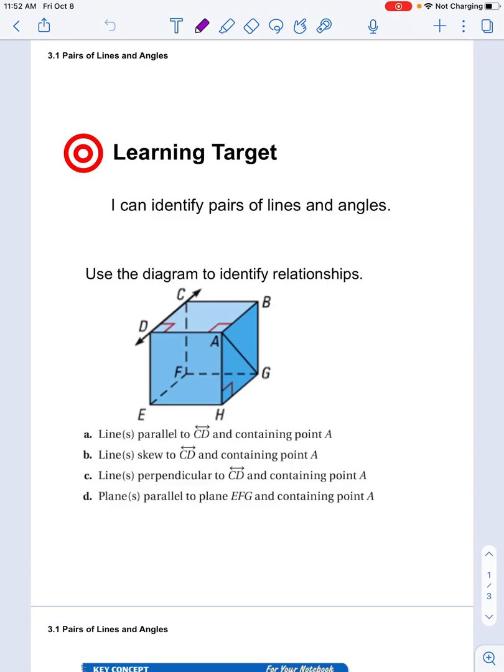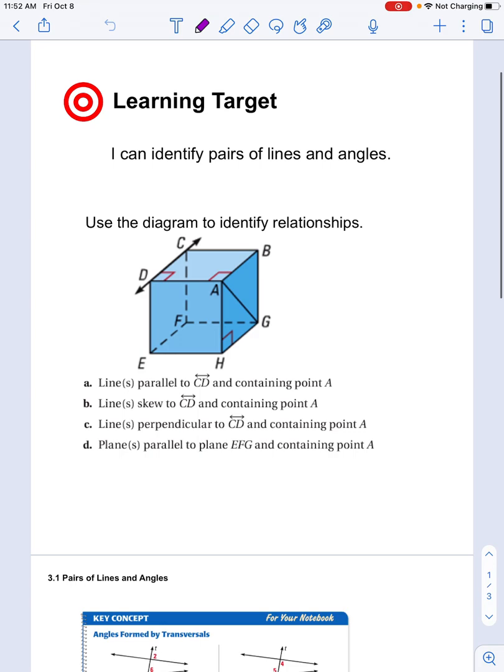All right, that last unit was quick. Now we're jumping on to unit 3, pairs of lines and angles. Again, I think this stuff is pretty cool. This is like classic geometry stuff. I can identify pairs of lines and angles.